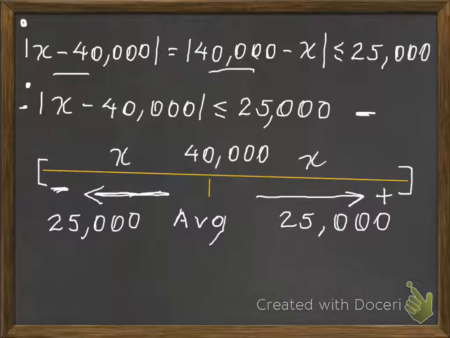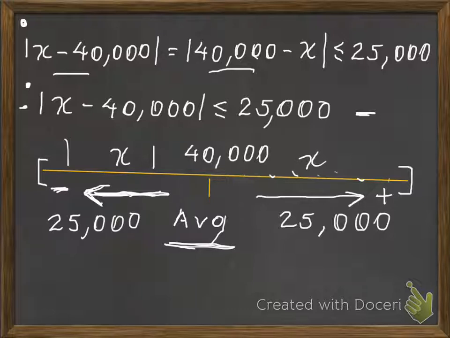Here's a graph. Our average is the middle value, right? Our average is 40,000. This here says that the difference between the average and whatever the actual salary is, any point along these lines, is less than or equal to 25,000. So the salary could be the average plus 25,000 going in this direction, or the average minus 25,000 going in this direction. So the average minus 25,000 or the average plus 25,000.